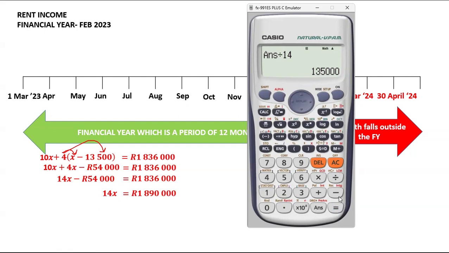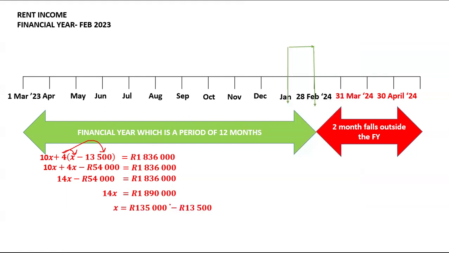And from that, I am going to subtract 13,500 because I want the decreased amount, which is 121,500. So for March and April, our rent was 121,500. Because we have 2 months that fall outside the financial year, I'm going to take that 121,500 and multiply it by 2. I will get 243,000. And that'll be rent for March and April.